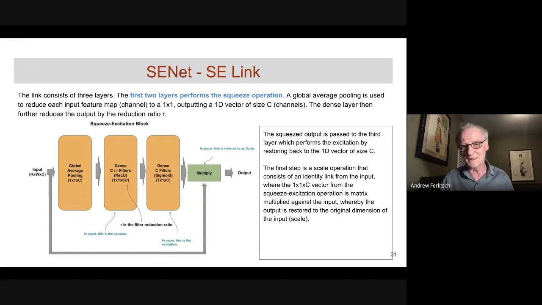So here's an SE link. And at this moment, my cat looks like it's joining us.